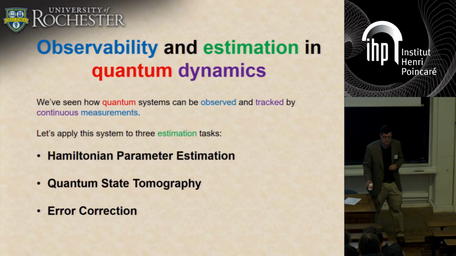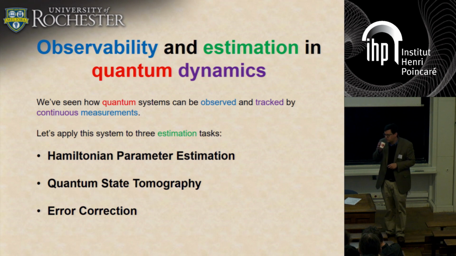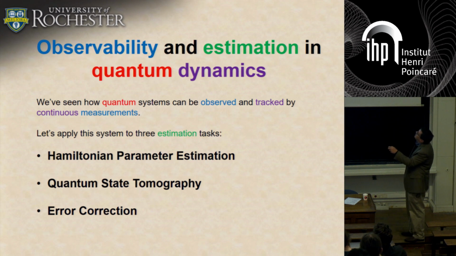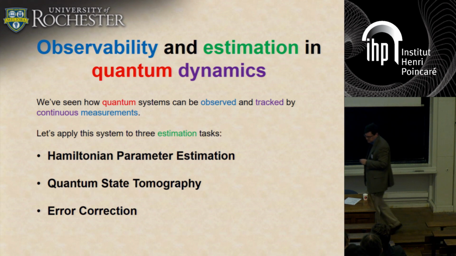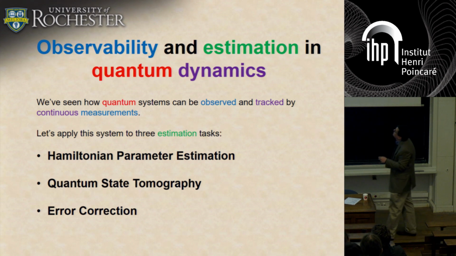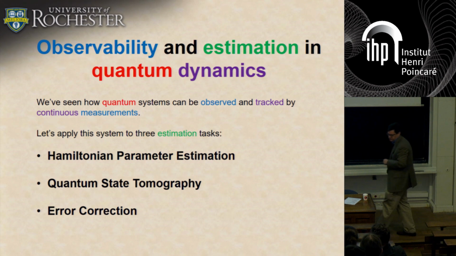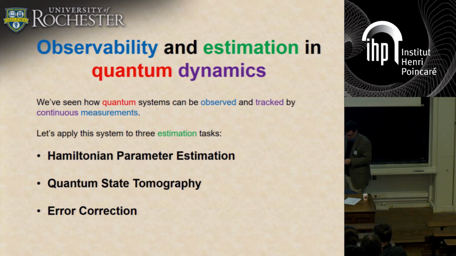So I've introduced for you now what these continuous quantum measurements are. And now I want to apply them to the task at hand. So here is the title of our workshop, Observability and Estimation in Quantum Dynamics. So I just talked about observability. And I want to now talk about these estimation tasks. So the Hamiltonian parameter estimation, the quantum state tomography, and the error correction.